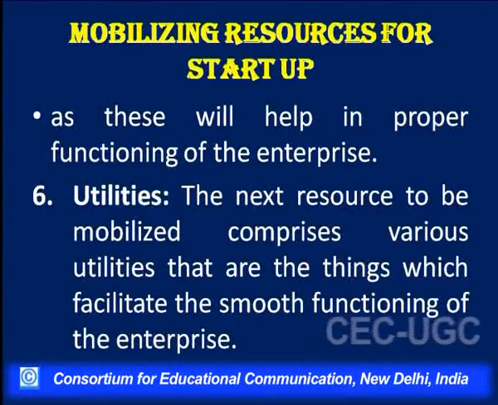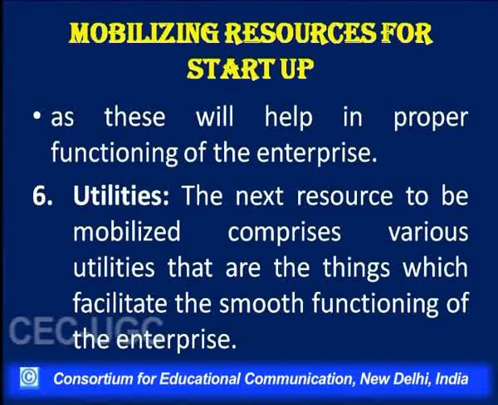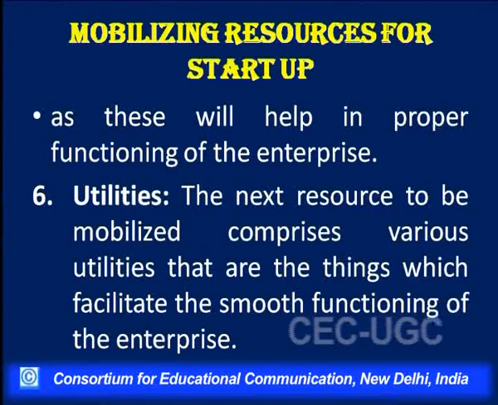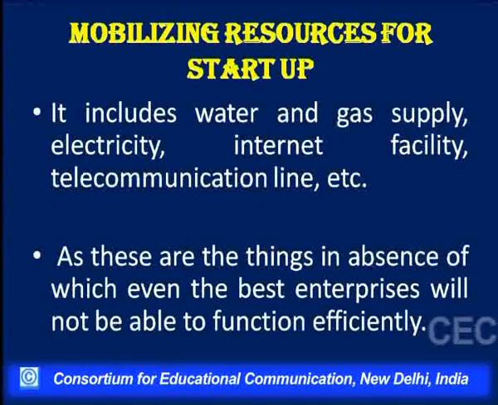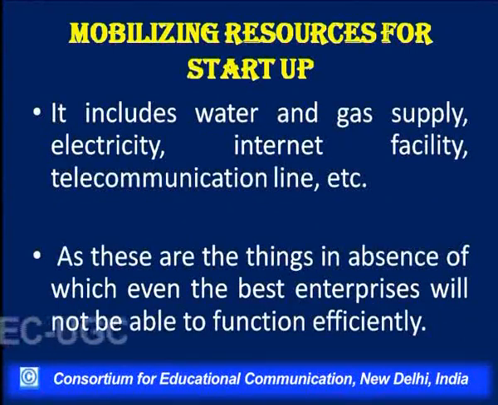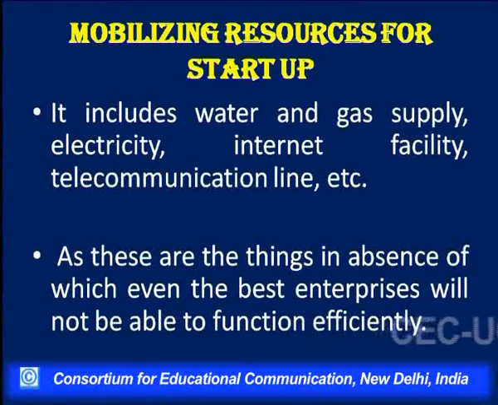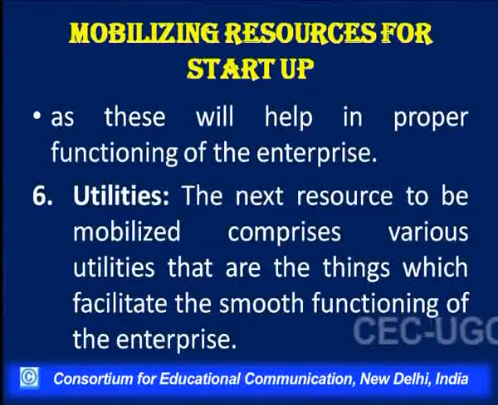Now, as these will help in the proper functioning of the enterprise, the utilities, the next resource to be mobilized, comprise various things which facilitate the smooth functioning of the enterprise. It includes what? It includes water, gas supply, electricity, internet facilities, telecommunication lines, etc., as they are the things in the absence of which the best enterprise will not be able to function efficiently.